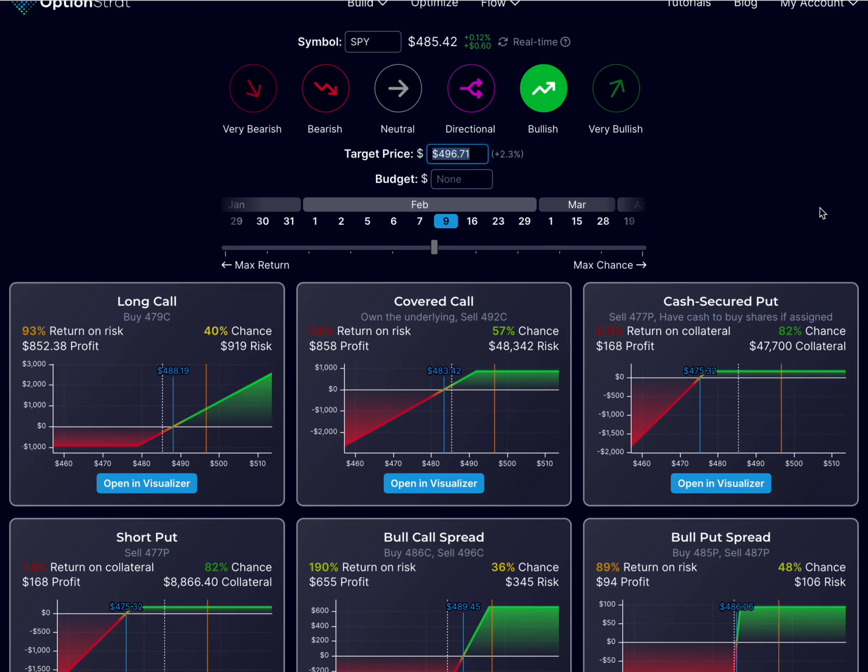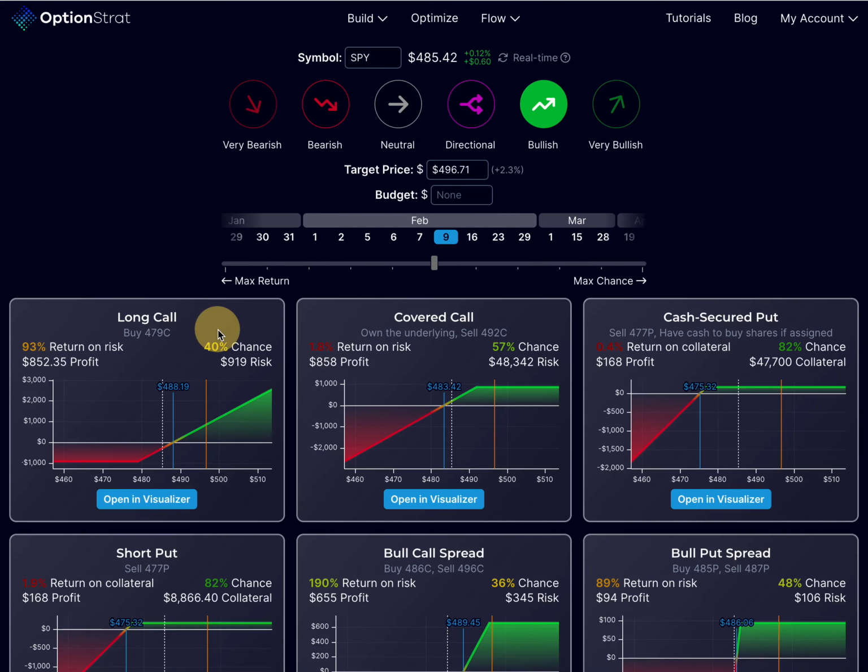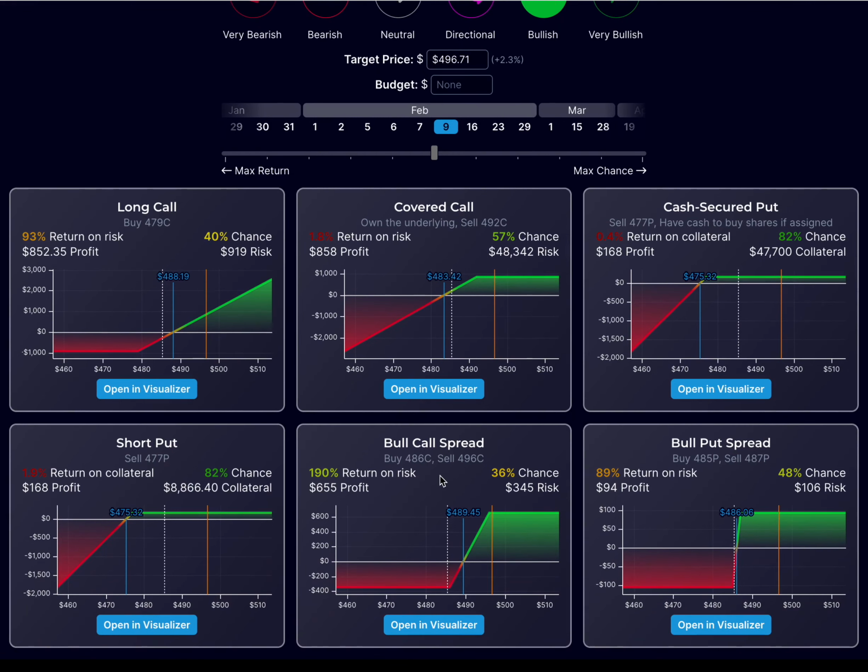So once I'm taking a look at these different trades, I can see the percent chance of this trade working out. Now, this percent chance only shows up in the paid version, so I've got a 40% chance there, 57 there, 82 there, and you can see all the way through these various trades.